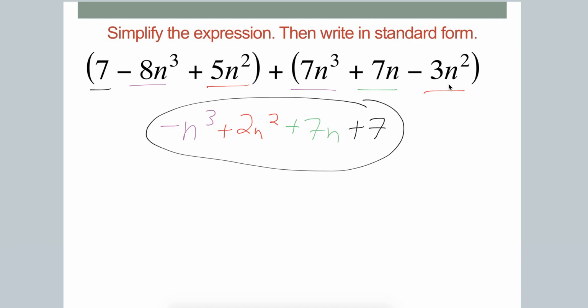So now we've written in standard form because the exponents are going from biggest to smallest, and we've combined any like terms that we can.